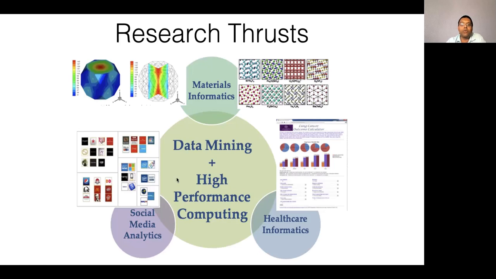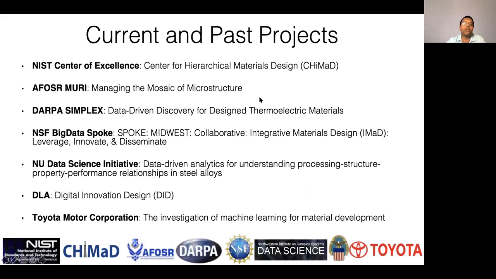And then I'm personally also very interested in applying these techniques in different application domains like materials and healthcare and social media and so on. So of course, in this presentation, we'll talk more about materials. We became interested in this back in 2011 when the Materials Genome Initiative was announced. And as part of that, we've had the opportunity to work on a lot of exciting projects.